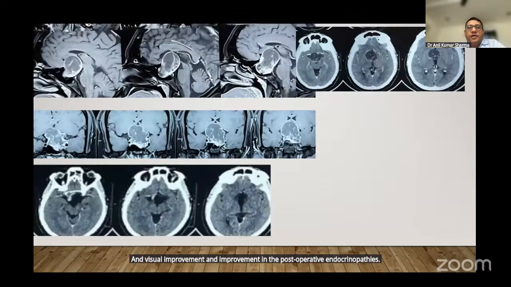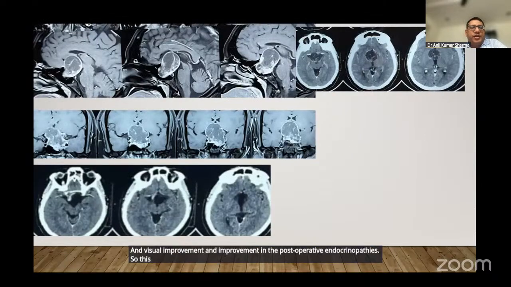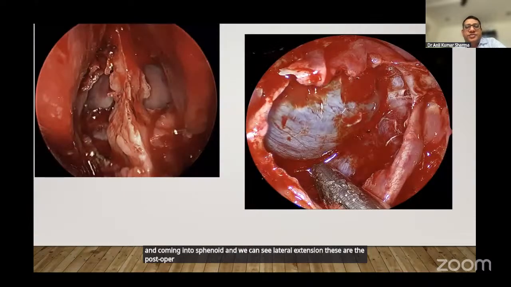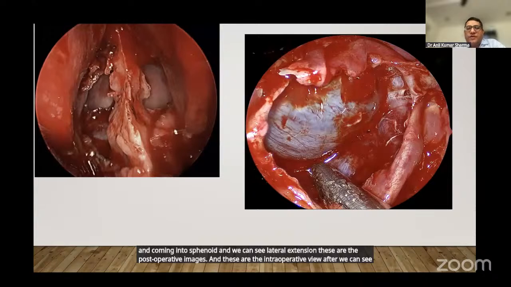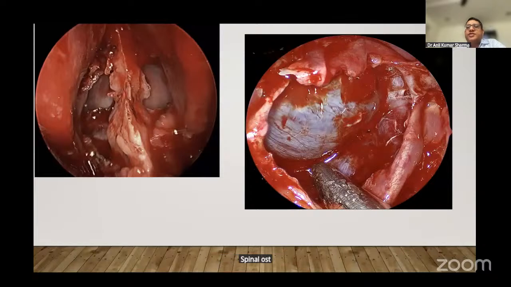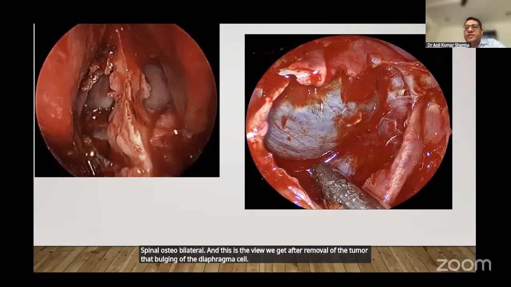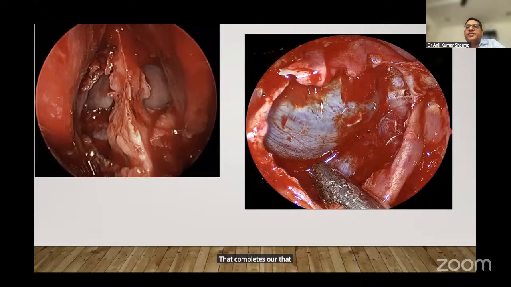Here we can see pituitary apoplexy, where the lesion is extending up to the third ventricle and coming into the sphenoid, and we can see lateral extension. These are the postoperative images, and these are the intraoperative views. We can see the owl-eye appearance of the sphenoid ostia bilaterally, and this is the view we get after removal of the tumor. That bulging of the diaphragma sella reflects that our resection has been complete.